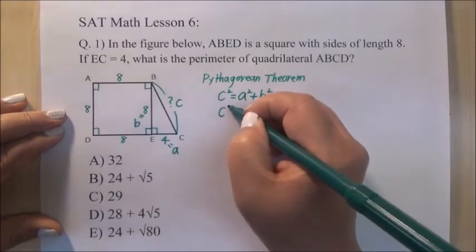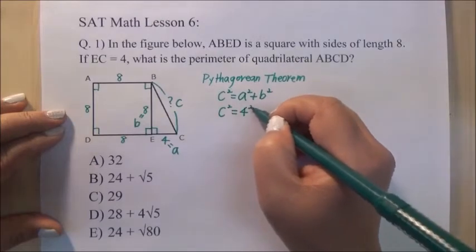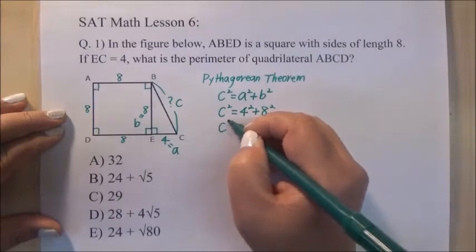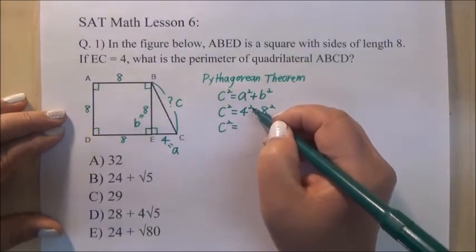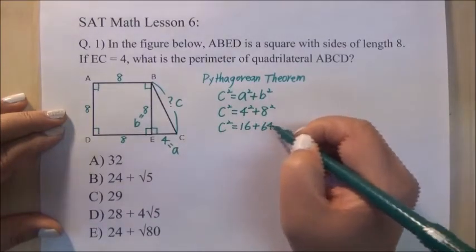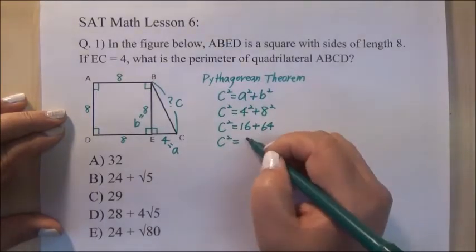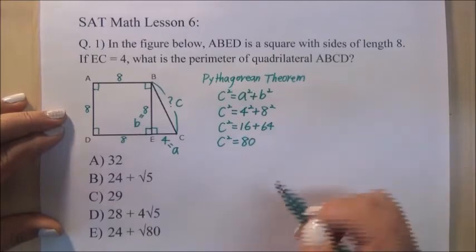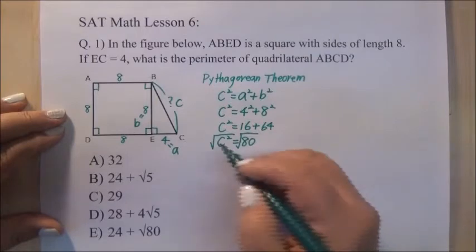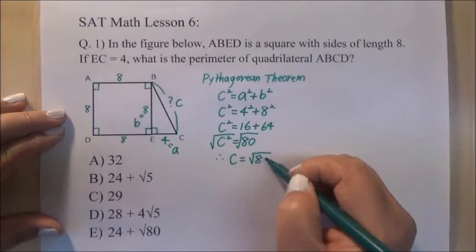And then we can say c squared is equal to a squared, which is 4 squared, plus b squared, which is 8 squared. And c squared is equal to 4 squared, which is 16, plus 8 squared, which is 64. So c squared is equal to 16 plus 64, which is 80. So now we have to use the square root. So we can say c is the square root of 80.